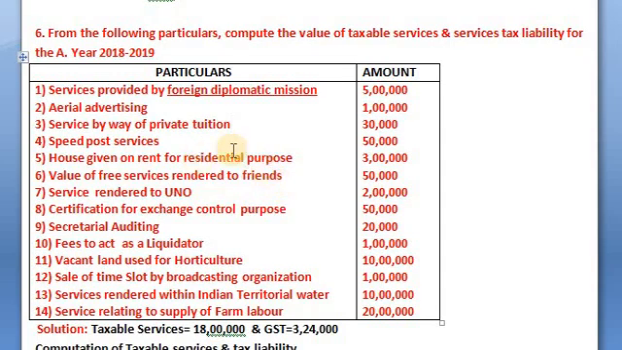Okay, then it is taxable. Value of free services rendered to friends: as I told, some people just blindly show it for the record that it is for friends, whatever the service can be. But you have to show the free service clearly for what you have rendered.